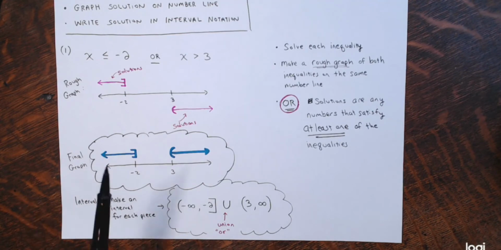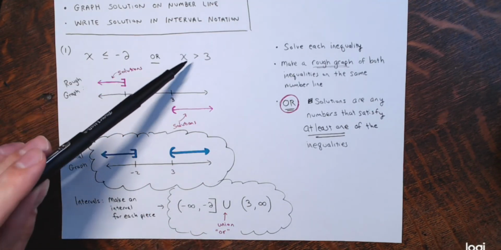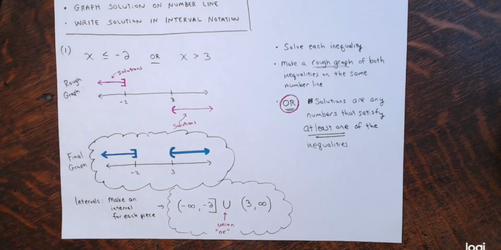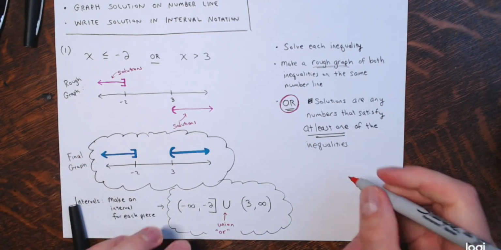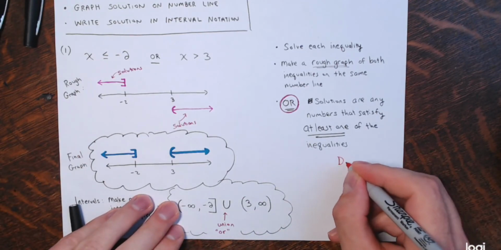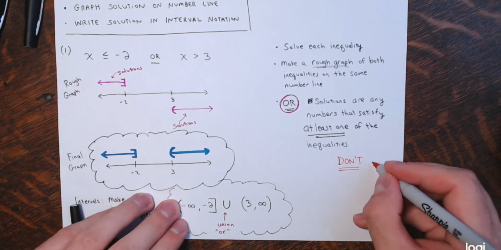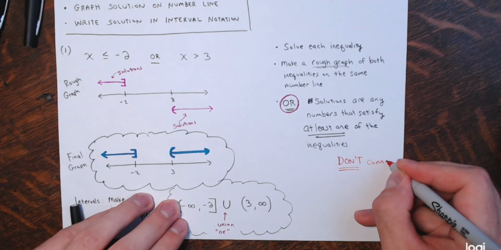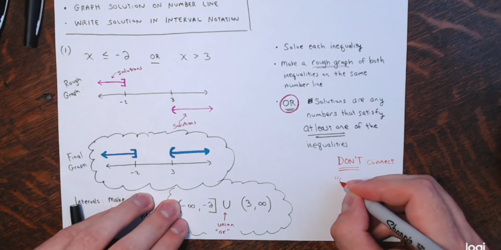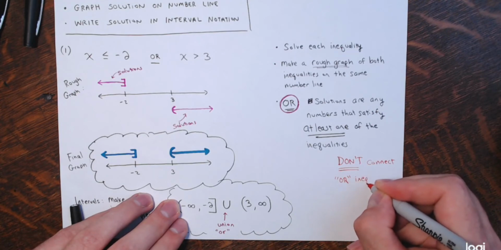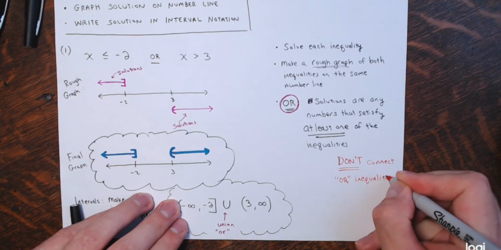And be careful. Don't connect these. Very often people want to connect inequalities. So I'll say this off to the side here: don't connect or inequalities, because they won't make sense.